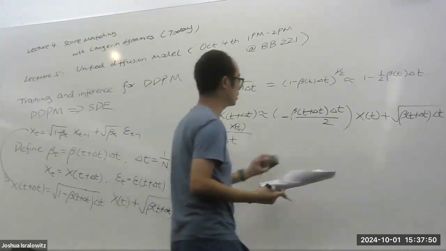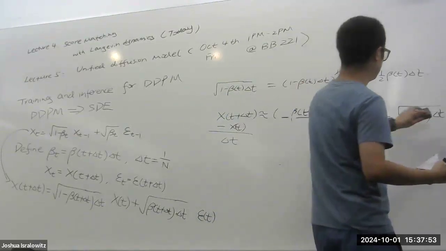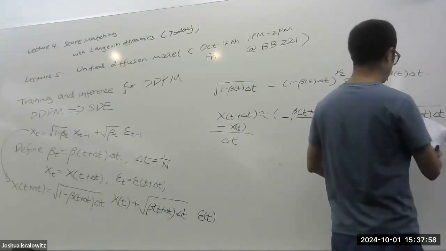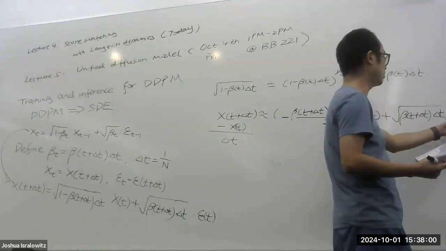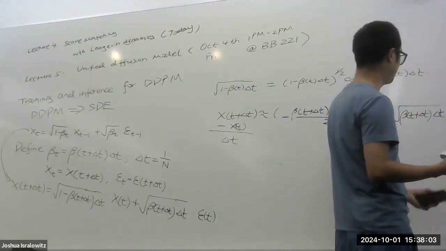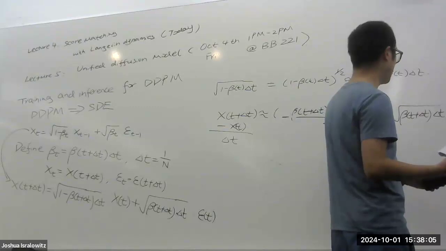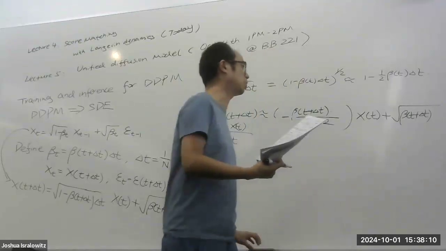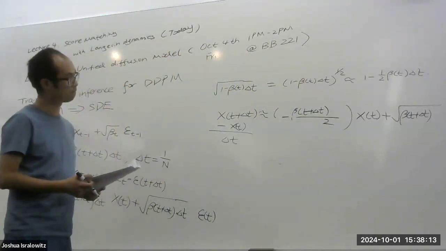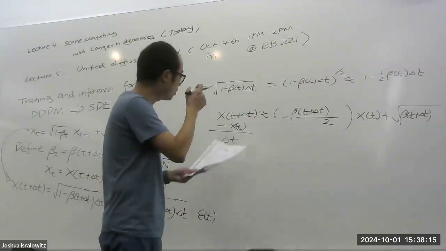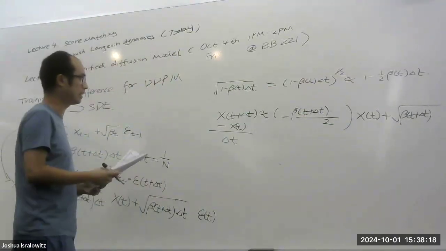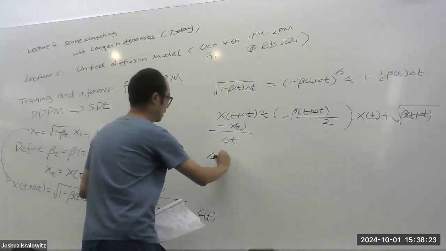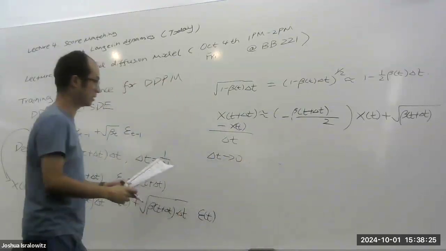So delta t, this cancels out. You have to be careful here because this is random noise. You cannot just divide it by delta t because this whole thing scales with the order of square root of delta t. So you can only divide it by square root of delta t. All right, so if you do this and take the limit, let delta t go to 0, you are getting a stochastic differential equation.